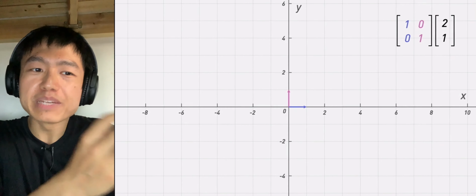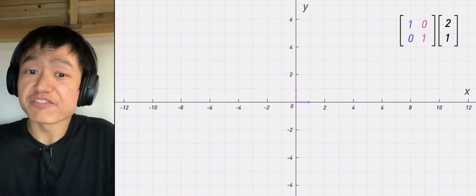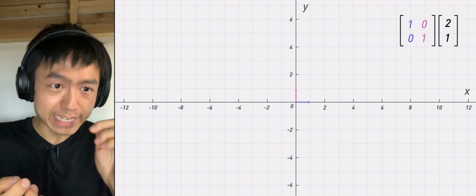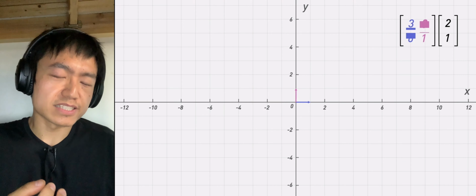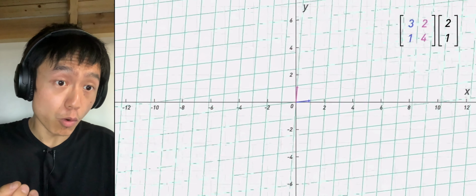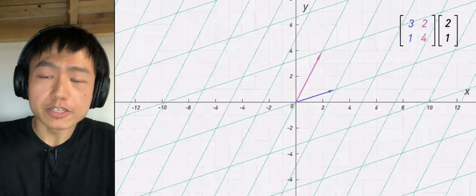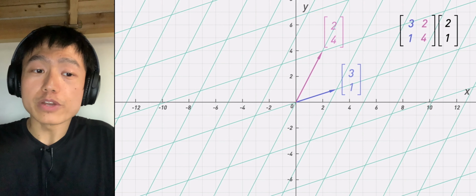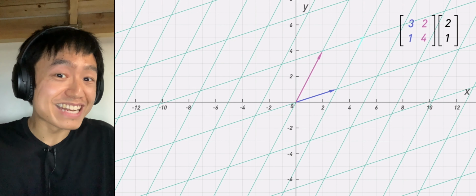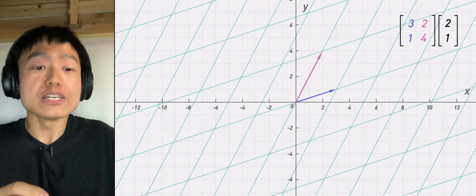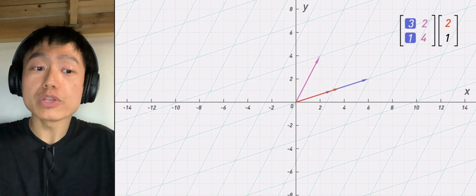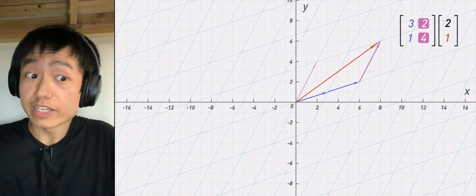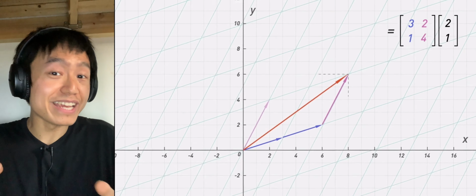Changing the matrix means changing the basis vectors, that is, changing the space. For example, when the matrix is 3, 2, 1, 4, the basis vectors become 3, 1 and 2, 4. The unit grids become such a diamond lattice. The original 2, 1 becomes 2 units of 3, 1 plus 1 unit of 2, 4, and the result will be 8, 6.